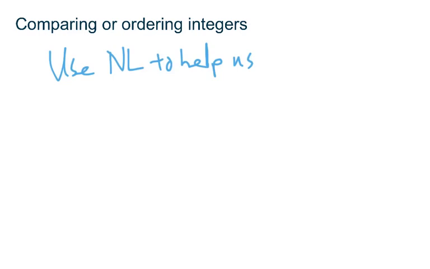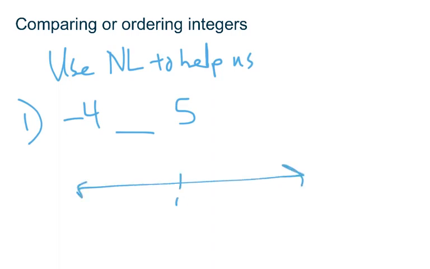So let's say we want to compare some numbers. Let's go with an example, negative 4 and 5. We need to put an inequality symbol here. Well, we can make a number line and sketch it out really quickly, and think, which one is on the left? The left of 0 would be negative 4, and over here to the right would be 5. Anything to the left is smaller, so negative 4 is less than 5.